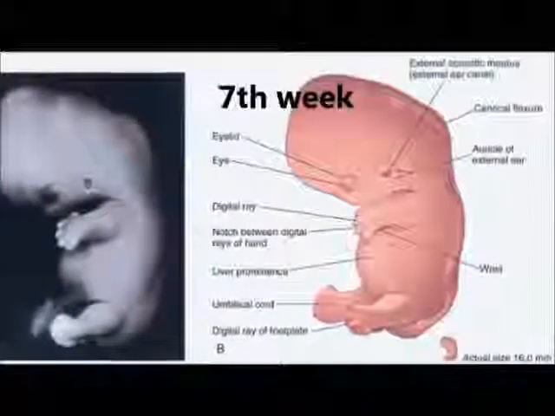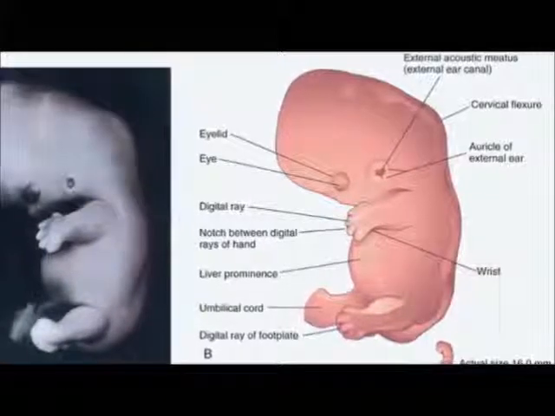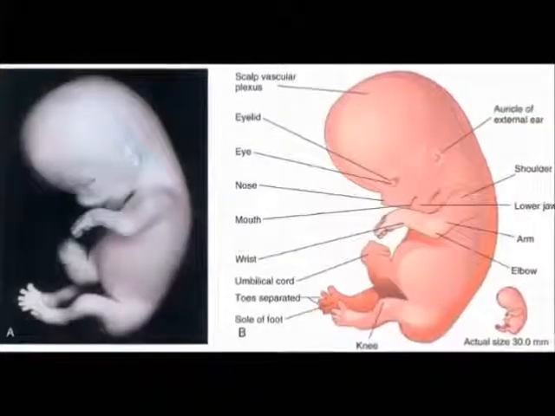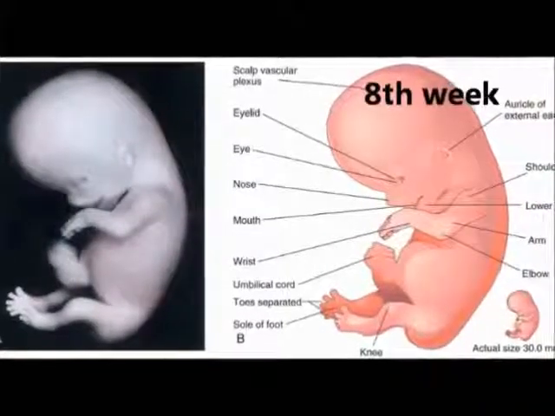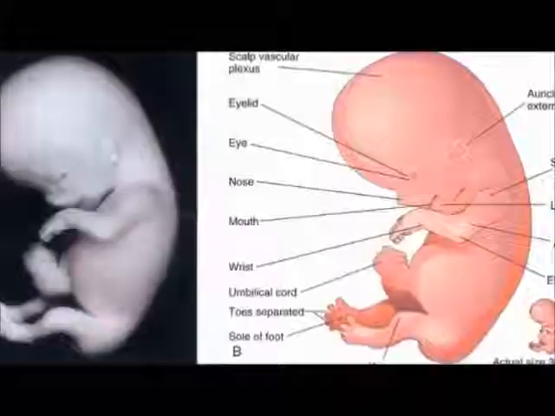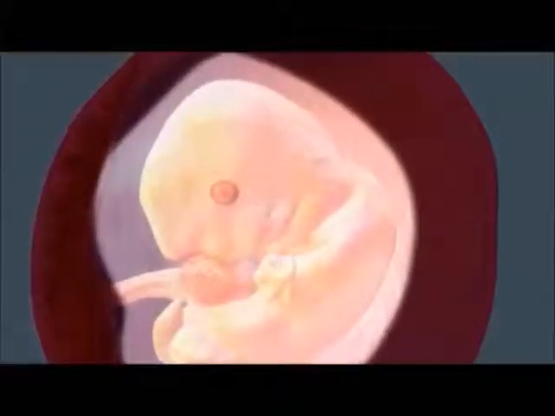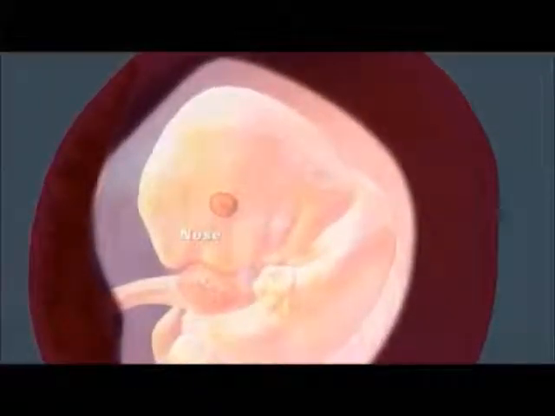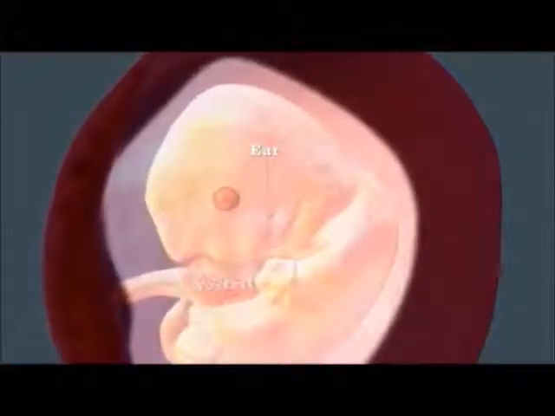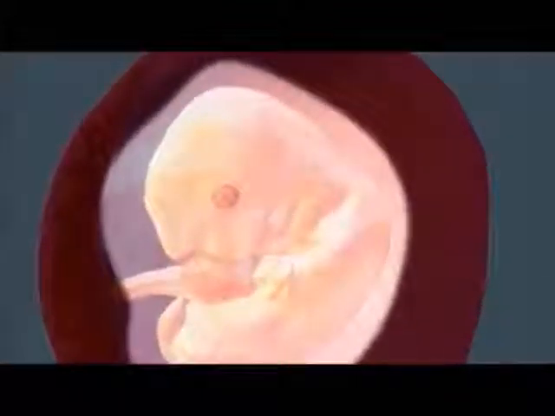By the 7th week, the various regions of the limbs become distinct, and the beginnings of the digits appear. At the start of the 8th week, which is the final week of the embryonic period, the digits of the hand are short and webbed. The tail is shorter but still visible, the eyes are open, and the auricles of the ears are visible.